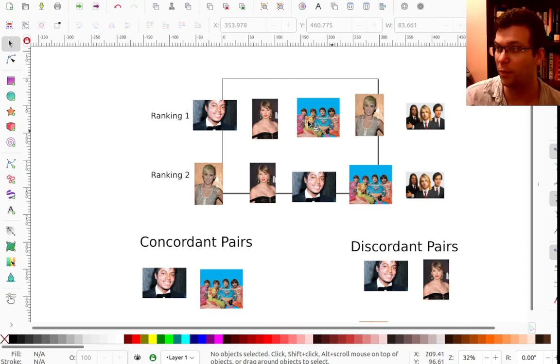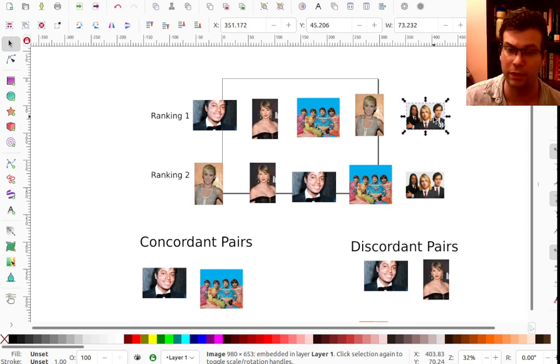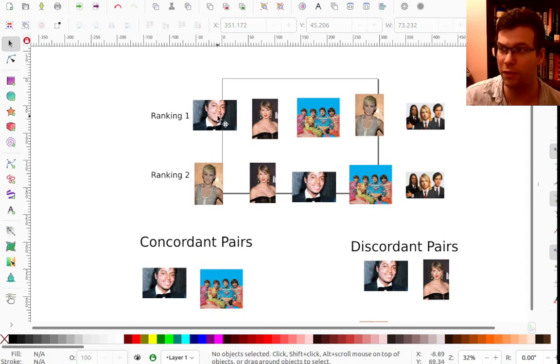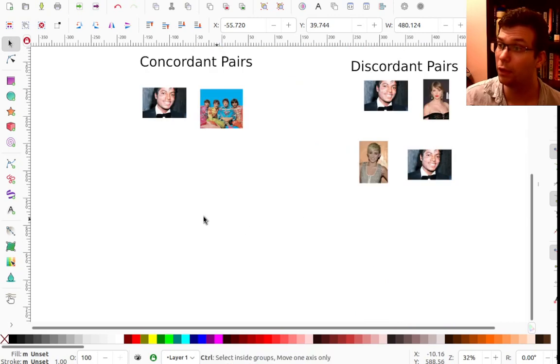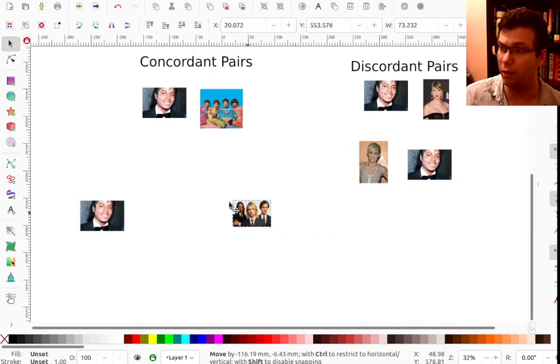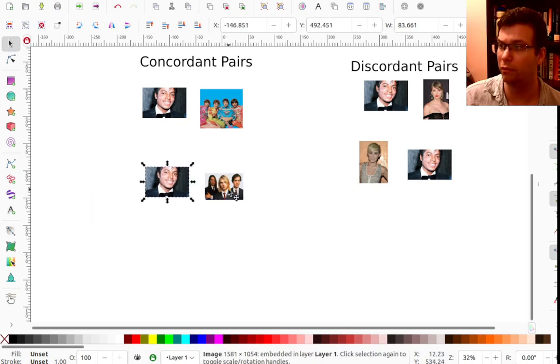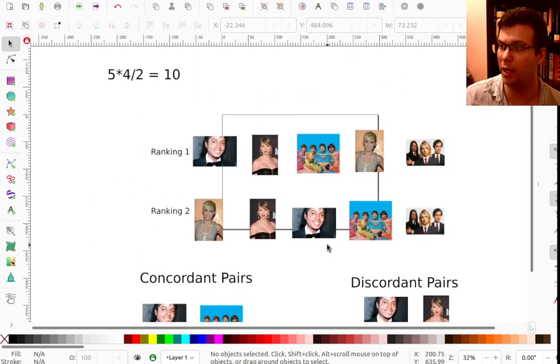So let's say I was going to look at Michael Jackson versus Nirvana. Ranker 1 says Michael Jackson is better than Nirvana. Ranker 2 also says Michael Jackson is better than Nirvana, so they would actually agree on that election. That is considered a concordant pair. All right? So let me stop now, and I'm going to fast forward and finish the 6 pairs that I have left.